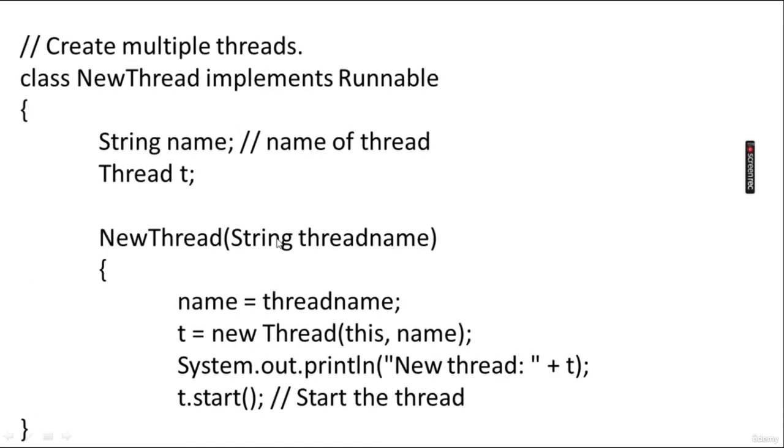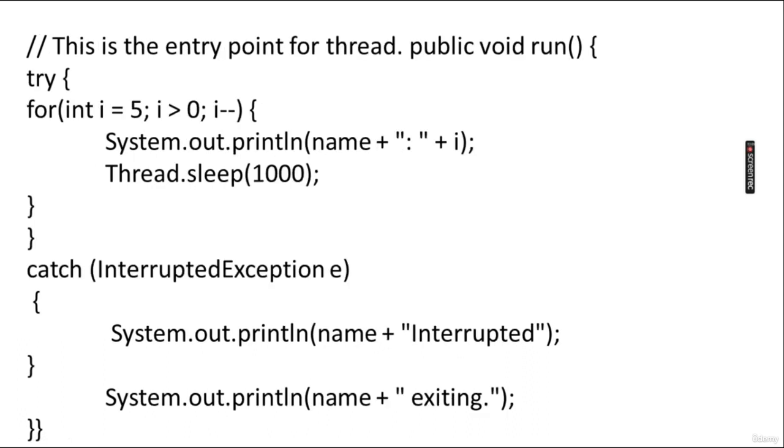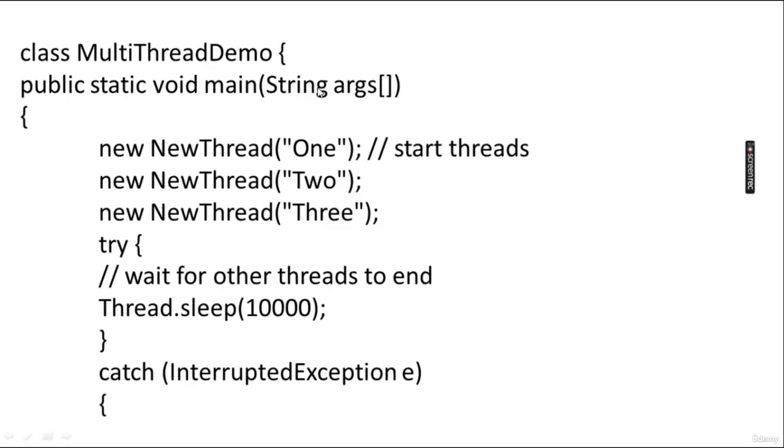So it is a parameterized constructor. The name of the thread is given when you are creating the thread object. Then you are giving this particular name to this particular thread, and you are starting it, and after start you are printing this name. Now, new NewThread("1"): one thread is created whose name is 1. Then a thread is created whose name is 2. Then a thread is created whose name is 3.